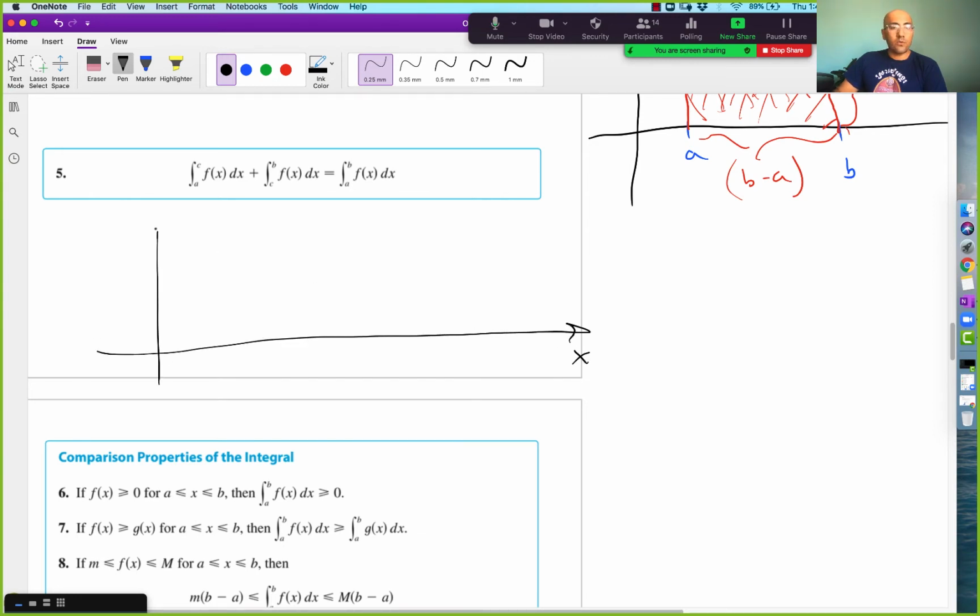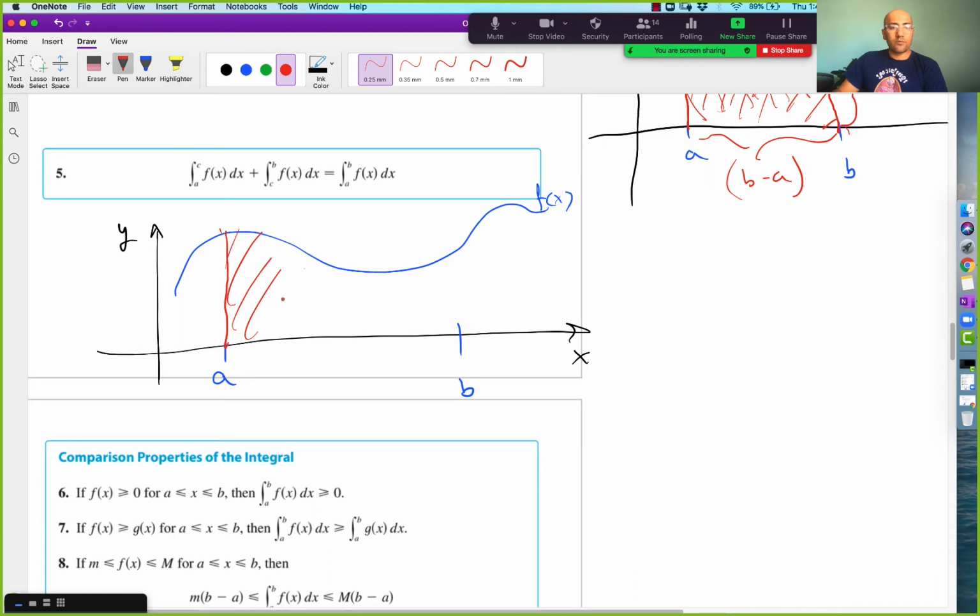We have x, we have y, we have some function, here's f of x. And so we want to find the area from a to b. Right? So we have this area right here, the area underneath the function, goes up to there, like that. Okay, so we want that area right there.